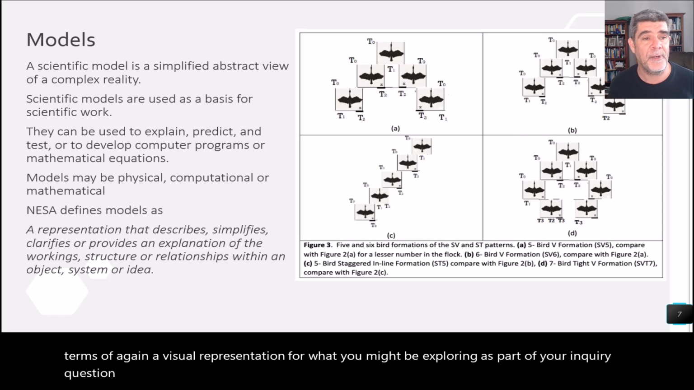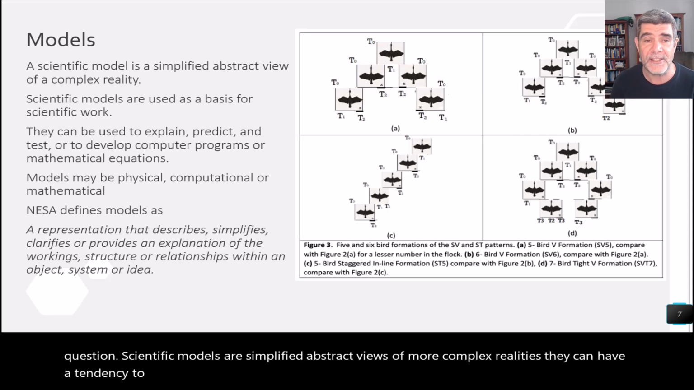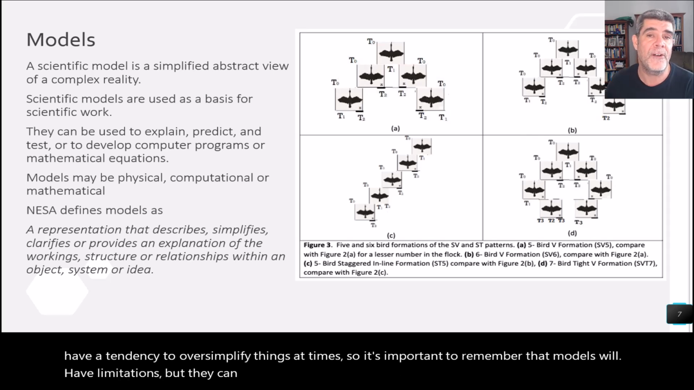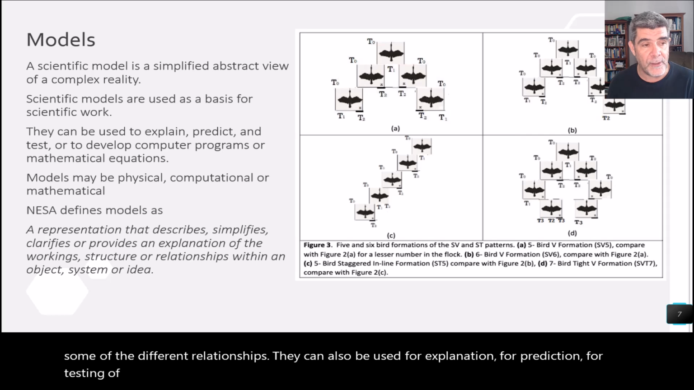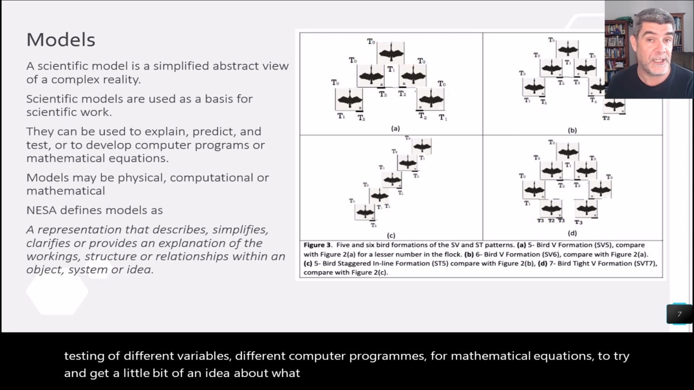Scientific models are simplified abstract views of more complex realities. They can have a tendency to oversimplify things at times, so it's important to remember that models will have limitations, but they can also be very, very valuable to scientists in trying to understand some of the different relationships. They can also be used for explanation, for prediction, for testing of different variables, different computer programs, for mathematical equations, to try and get a little bit of an idea about what might be going on in a particular situation.